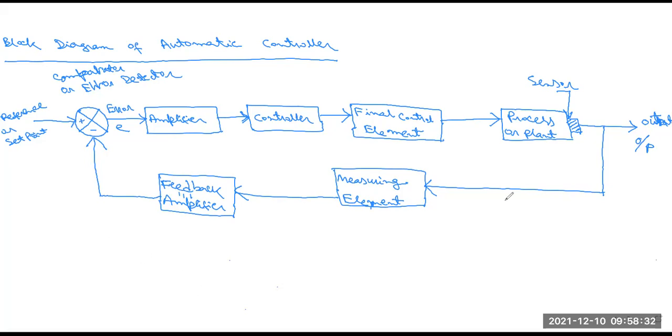Is it clear, all of you? Yes, sir. Any questions in this part? Because this is a very important question in your semester exam paper. A question comes in this pattern: draw the block diagram of the automatic controller and describe it shortly. That means you have to draw this picture and also discuss each and every point.